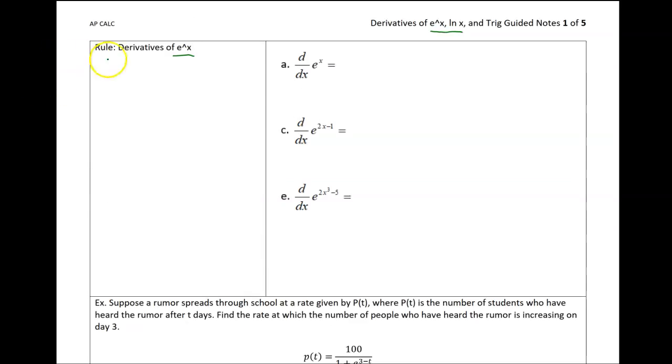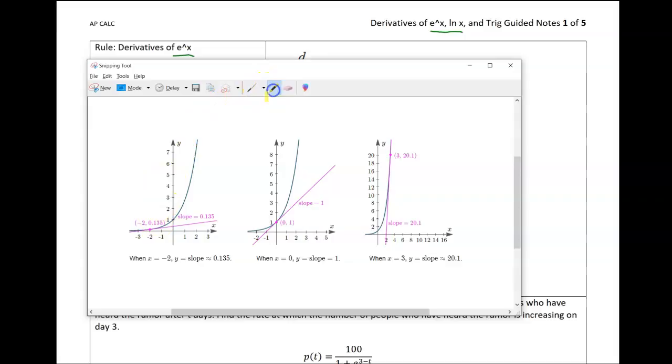Now, e is a number like pi that is so special that it gets its own name. It's equal to about 2.71, and it goes on forever just like pi. And you may recall last year that I told you that you would learn why this number was so special in calculus. Well, here is why. Today is the day. So this is the graph of e to the x.